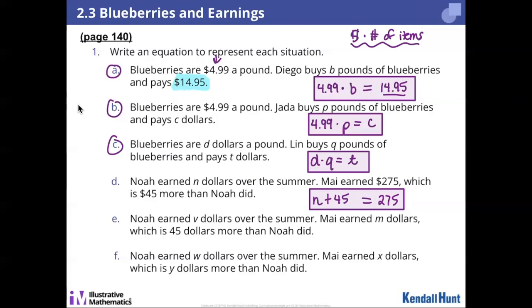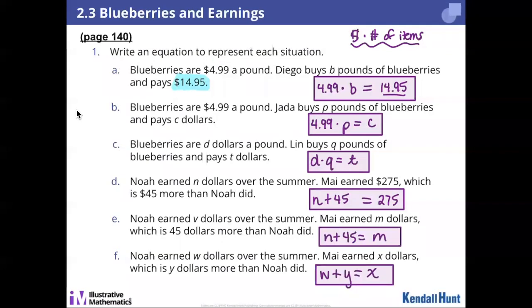So I want you guys to pause your video, and I want you guys to try writing the equations for E and F. Pause your video now. All right, answers are up. You should have had for E, you should have had N plus 45. And for D, you should have had W plus Y is equal to X.